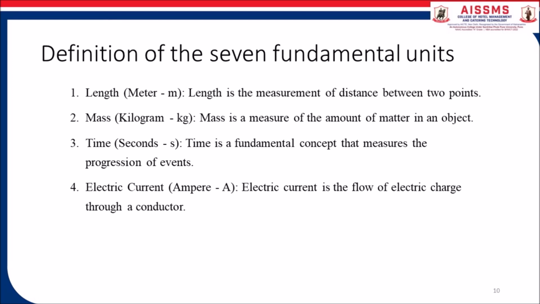The ampere is defined as the constant current which, if maintained in two straight parallel conductors of infinite length, of negligible circular cross section, and placed 1 meter apart in a vacuum, would produce between these conductors a force equal to 2 multiplied by 10 to the power minus 7 newtons per meter of length.